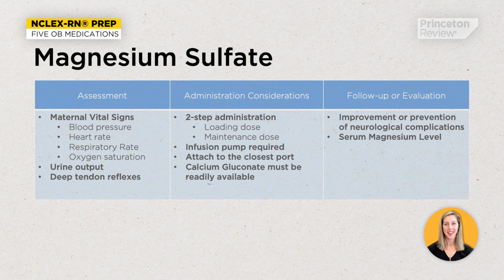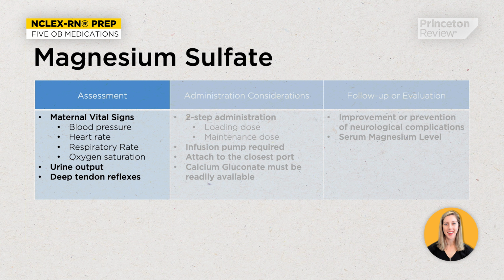Next is magnesium sulfate. Magnesium sulfate is a central nervous system depressant used to treat preeclampsia and eclampsia. It can also be given at a lower dose to clients at risk of preterm delivery for fetal neurological protection. This slide will focus on the administration for preeclampsia and eclampsia.